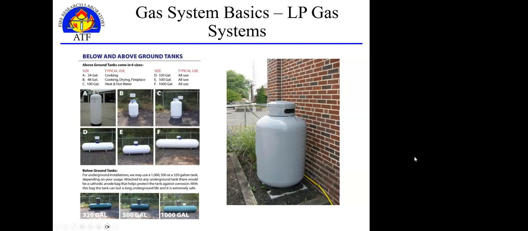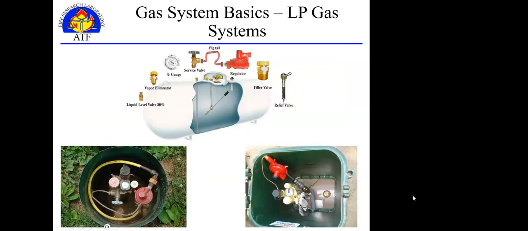And then we can have both above ground or below ground tanks. So here's an example of below ground tanks, where you have access to everything above ground that you would need in order to fill it. And they do have overfill protection devices on the tanks inside and all the fun stuff associated with that. We've got pressure relief valves, filler valves, all that kind of fun stuff.